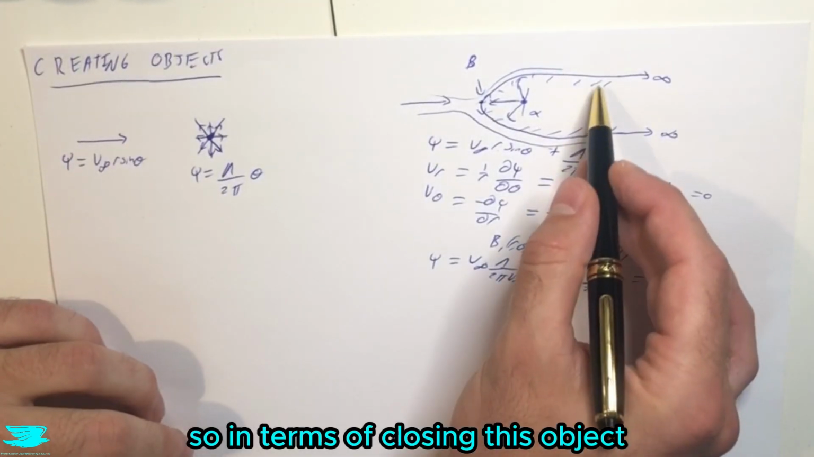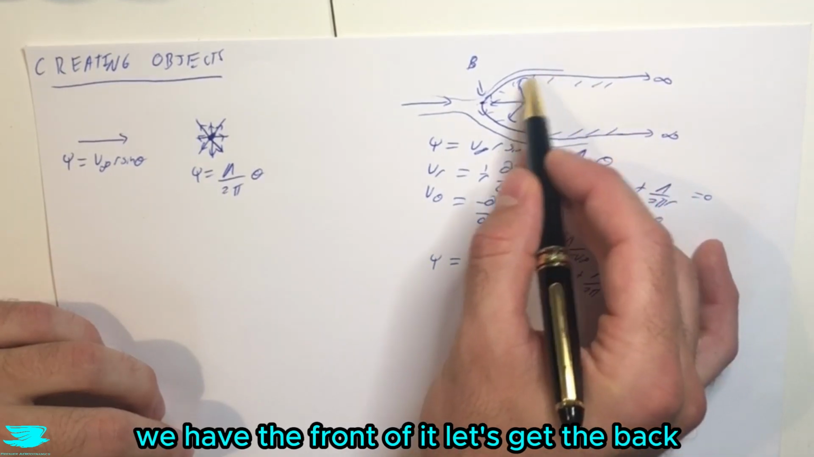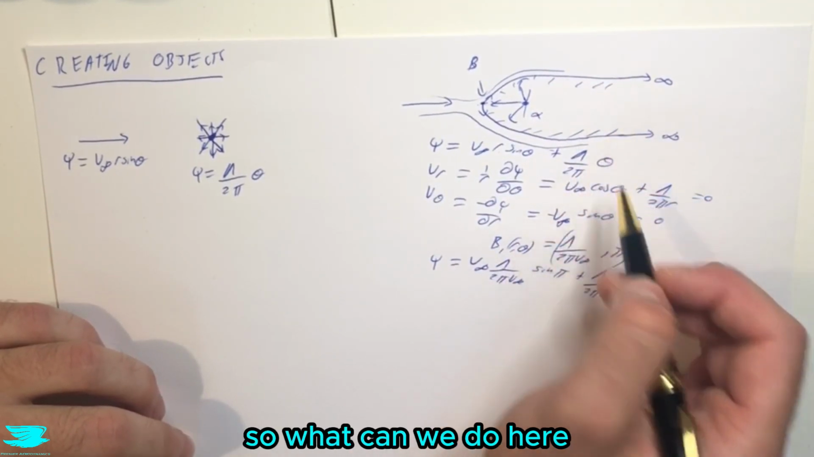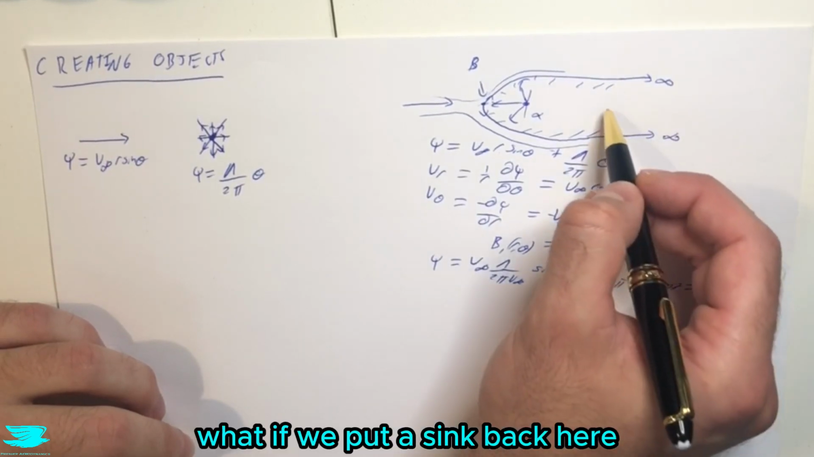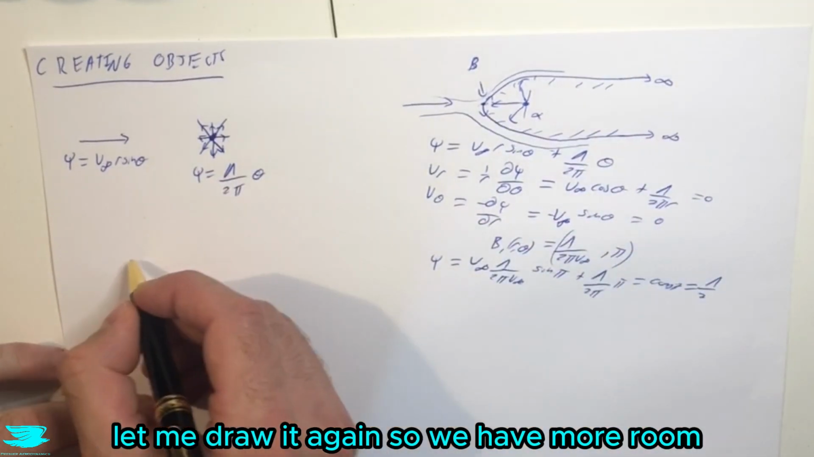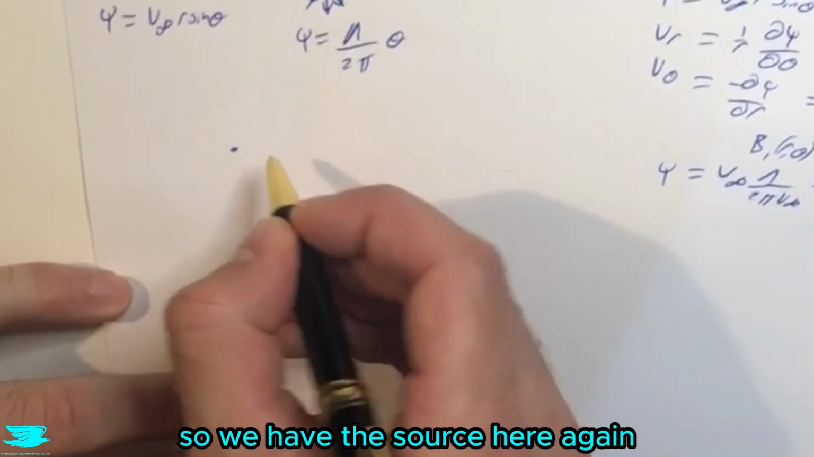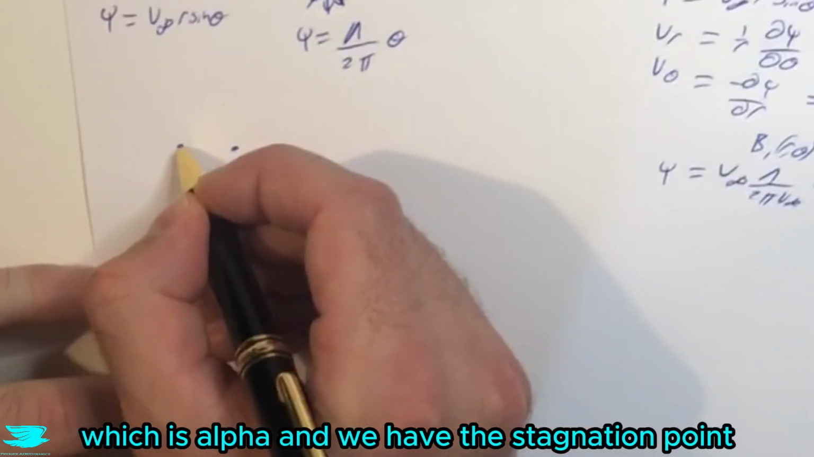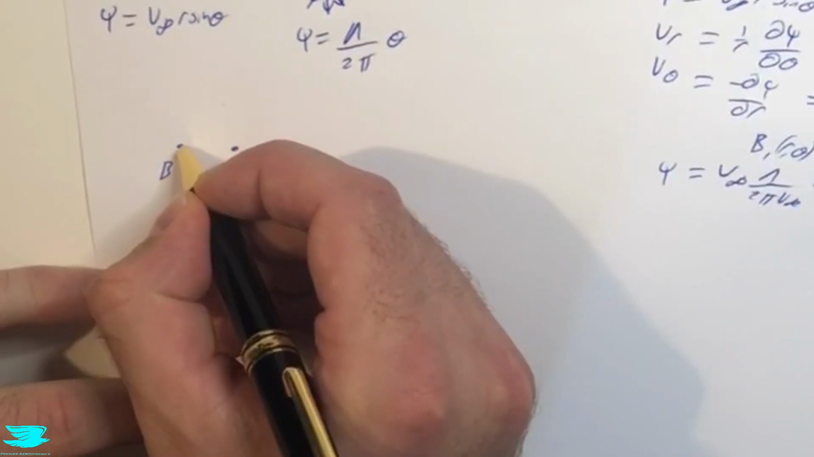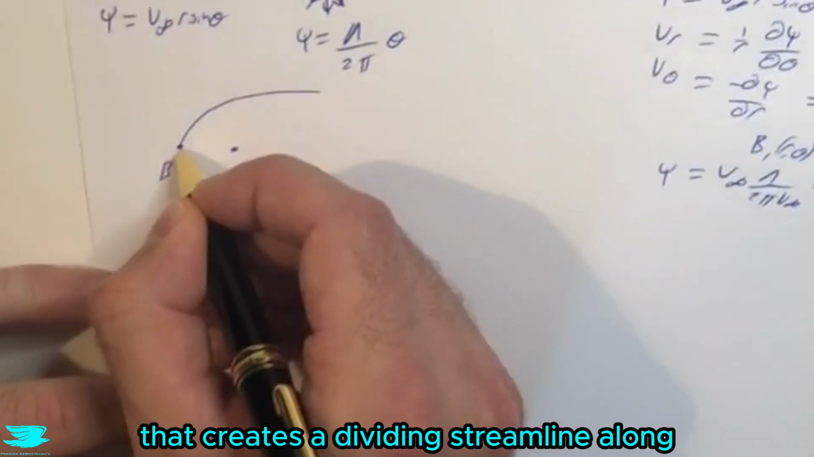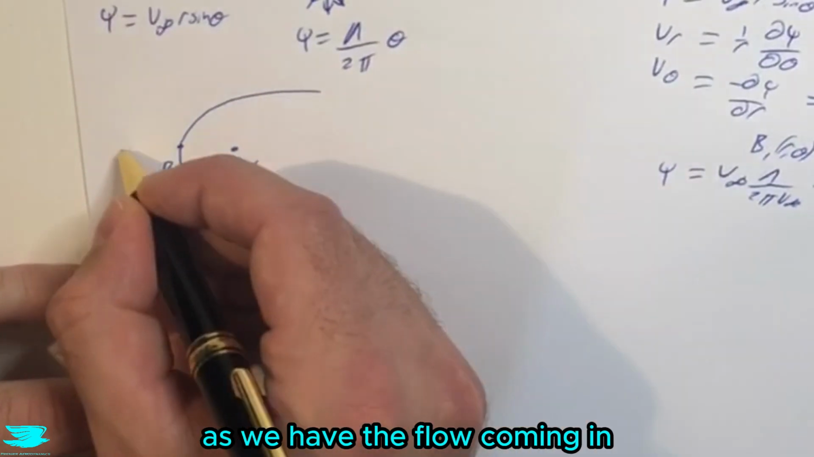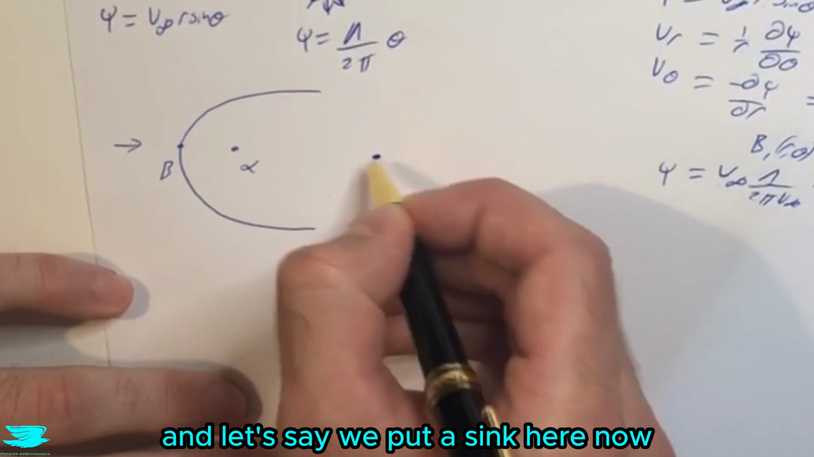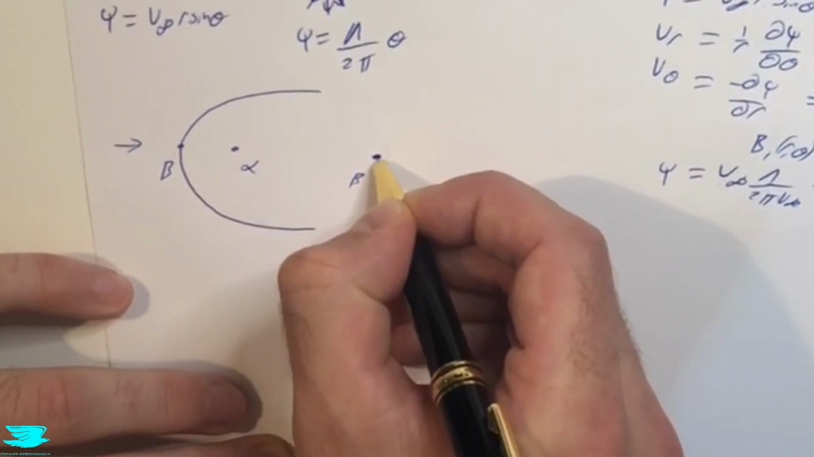So in terms of closing this object, we have the front of it. Let's get the back now. We want to suck these streamlines in. So what can we do here? What if we put a sink back here? Let me draw it again so we have a bit more room. So we have the source here again, which is alpha, and we have the stagnation point, which is b. That creates a dividing streamline as we have the flow coming in. And let's say we put a sink here now, and we're going to call this beta.